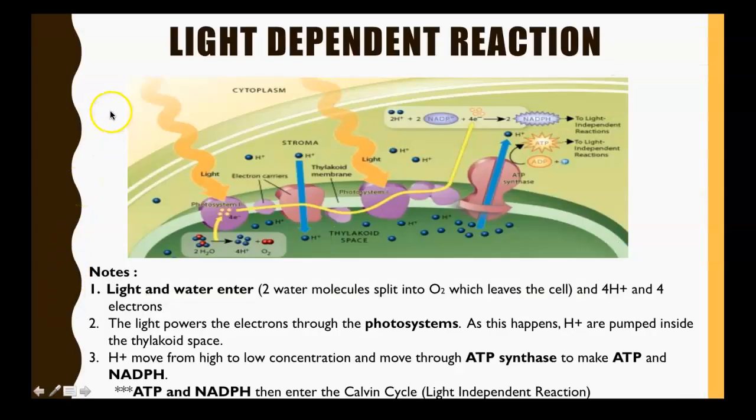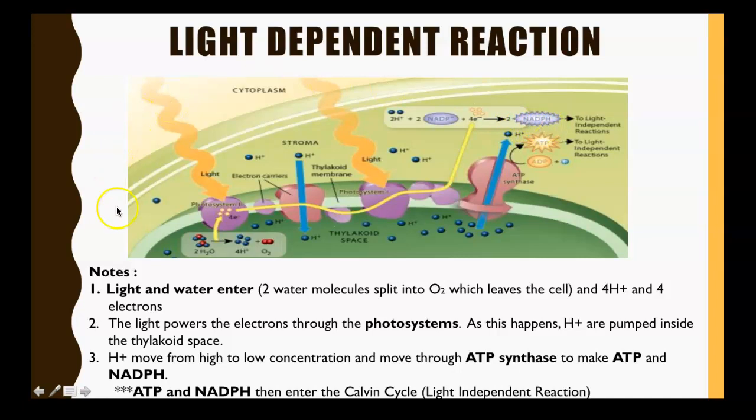Alright, so on this slide what we're going to discuss is the light-dependent reaction. If you can remember, the light-dependent reaction is the first main stage of photosynthesis, and its job is to produce ATP and NADPH, which are stored energy molecules needed in the Calvin cycle to produce glucose.